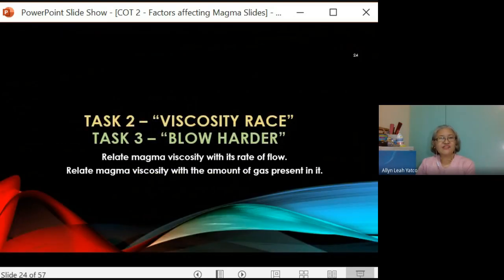Let's proceed to tasks 2 and 3. Task 2 will help us relate magma viscosity with the rate of flow, while task 3 will help us relate magma viscosity with the amount of gas present in it.